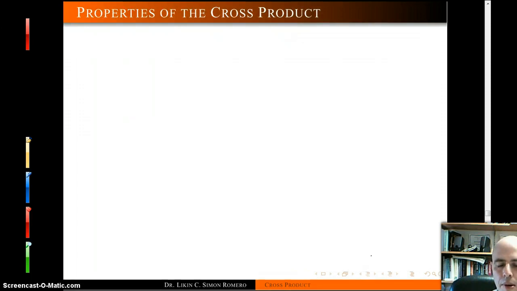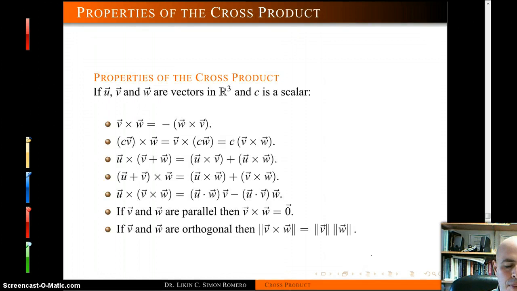So let me give you the properties of the cross product. The cross product does depend on which order you take it, and that's just because of the right hand rule. If you change the order, the only thing that is going to happen is you are going to have a vector that is going to be flipped.